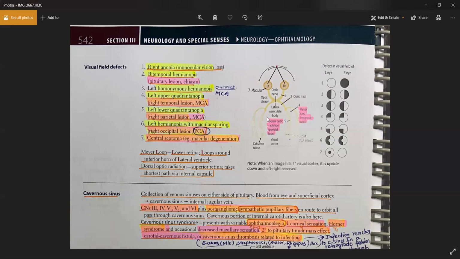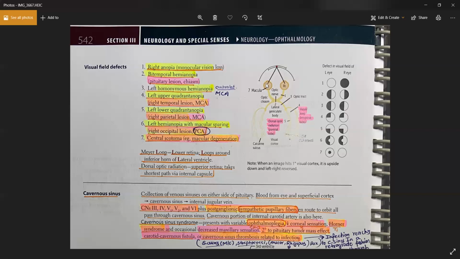Okay, these fibers will carry the information on the lower part of the retina, and the fibers in the temporal lobe carry the information on the upper part of the retina. Okay, and finally, all these fibers will reach your visual cortex, which is the occipital lobe.